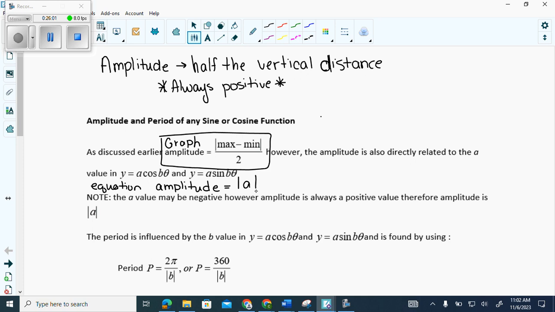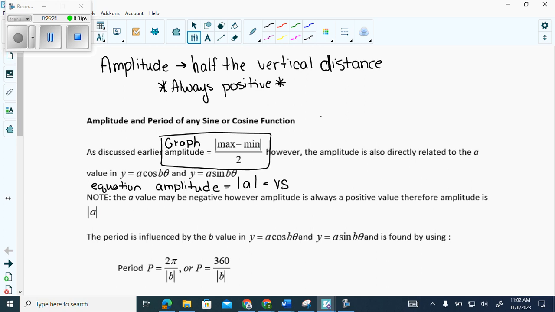So off of a graph, I can use the formula, or I can count and divide by 2. Off of an equation, it's literally just vertical stretch, because the absolute value of A is just the vertical stretch, is it not? So your amplitude is equivalent to your vertical stretch, which makes sense. From -1 to 1, if I'm stretching, it changes my amplitude, right? Because it's half that distance.